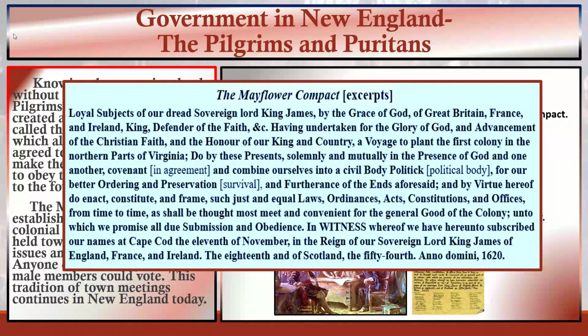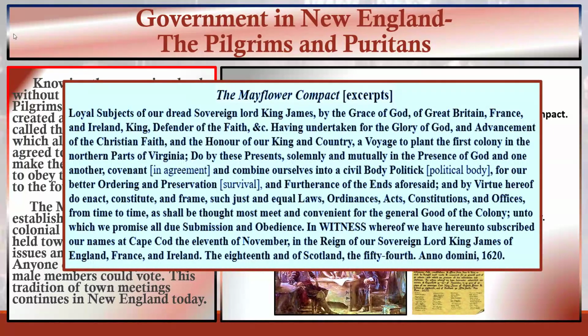That kind of means to further their way of life, and by virtue do enact, constitute, and frame such just and equal laws, ordinances, acts, constitutions, and offices from time to time, as shall be thought most meet and convenient for the general good of the colony. That just means they're going to make laws for the good of the people, in case you're wondering what that means. Unto which we promise all due submission and obedience. They're going to agree to these laws no matter what.